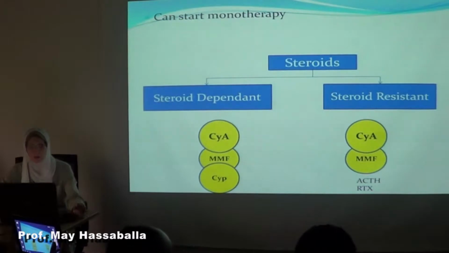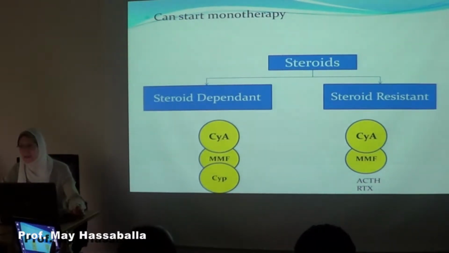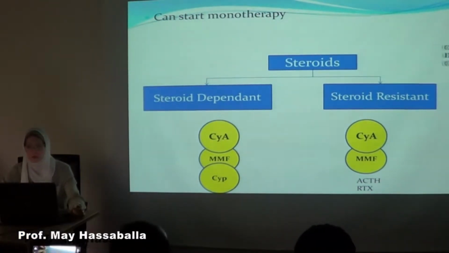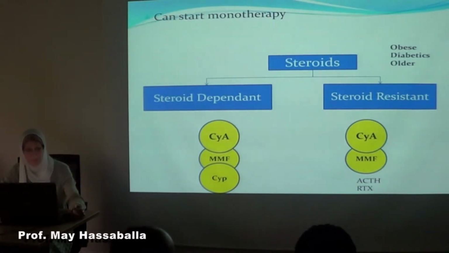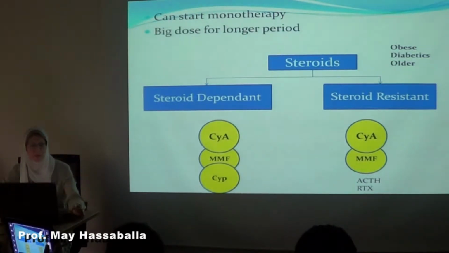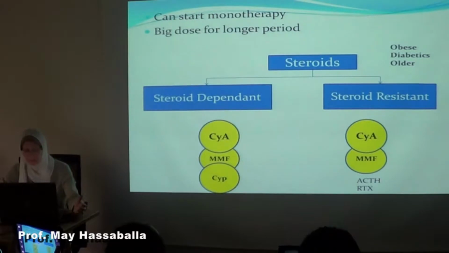But here you can start with steroid monotherapy, unless you don't want to give a large dose of steroids, like in patients who are obese, diabetics, and older patients. If you give steroid monotherapy, you have to give a big dose for a longer period. This is also a very important point, because the poor response rates that we reported before maybe were because the steroid dose was not given long enough. We'll come to the dose right now, but you have to give this dose for a longer period.